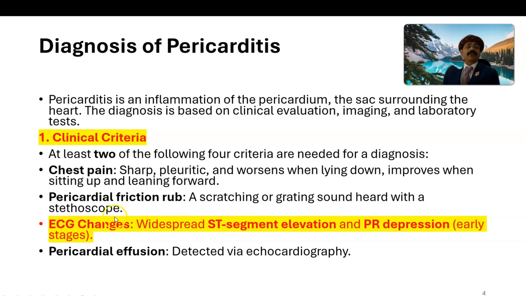In early stages, our patient may develop pericardial effusion, a collection of fluid in the pericardial sac that is detected by echocardiography. So, at least two of the following four criteria: chest pain, pericardial friction rub, ECG changes, and pericardial effusion. Out of these, we need at least two for clinical diagnosis.